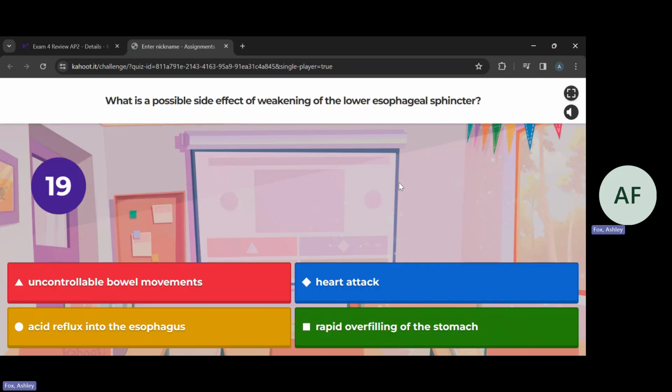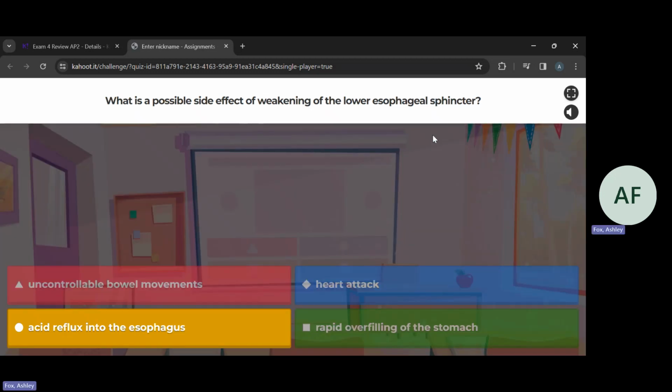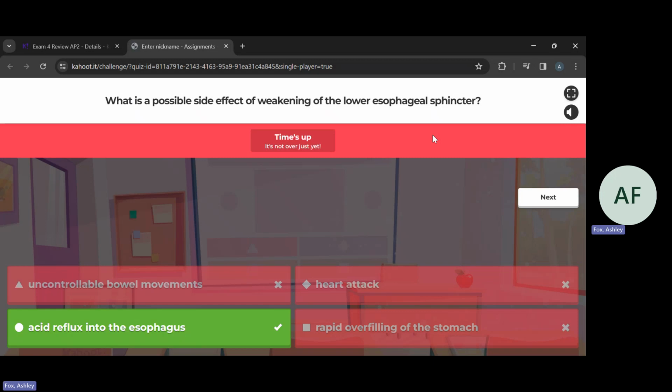What is a possible side effect of weakening the lower esophageal sphincter? Uncontrollable bowel movements, heart attack, acid reflux in the esophagus, or rapid overfilling of the stomach? Remember, the lower esophageal sphincter is synonymous with the diaphragmatic constriction. So this is going to be the lower, or inferior, part of the esophagus.